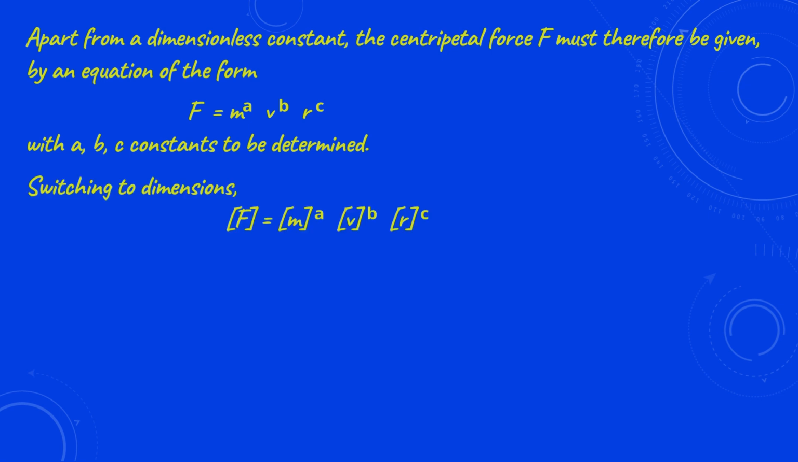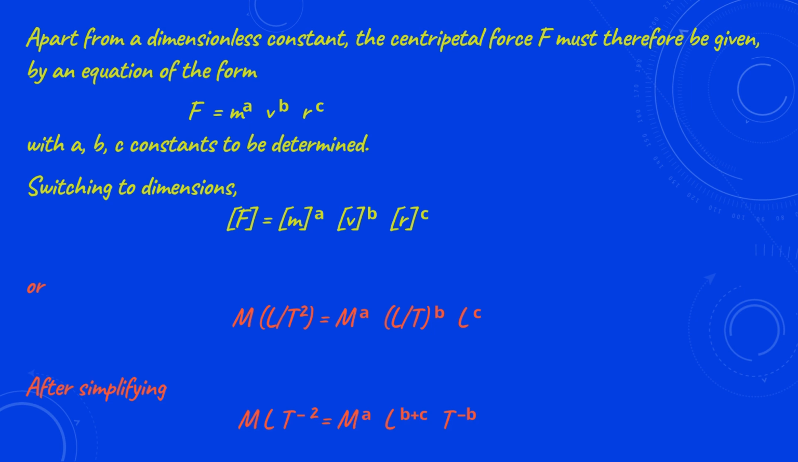be determined. Switching to dimensions, we write dimension of F equals dimension of m to the a times dimension of v to the b times dimension of r to the c, or m times L over t squared equals m^a times (L over t) all raised to b, times L^c. After simplifying, m times L times t^-2 equals m^a times L raised to b plus c times t^-b.